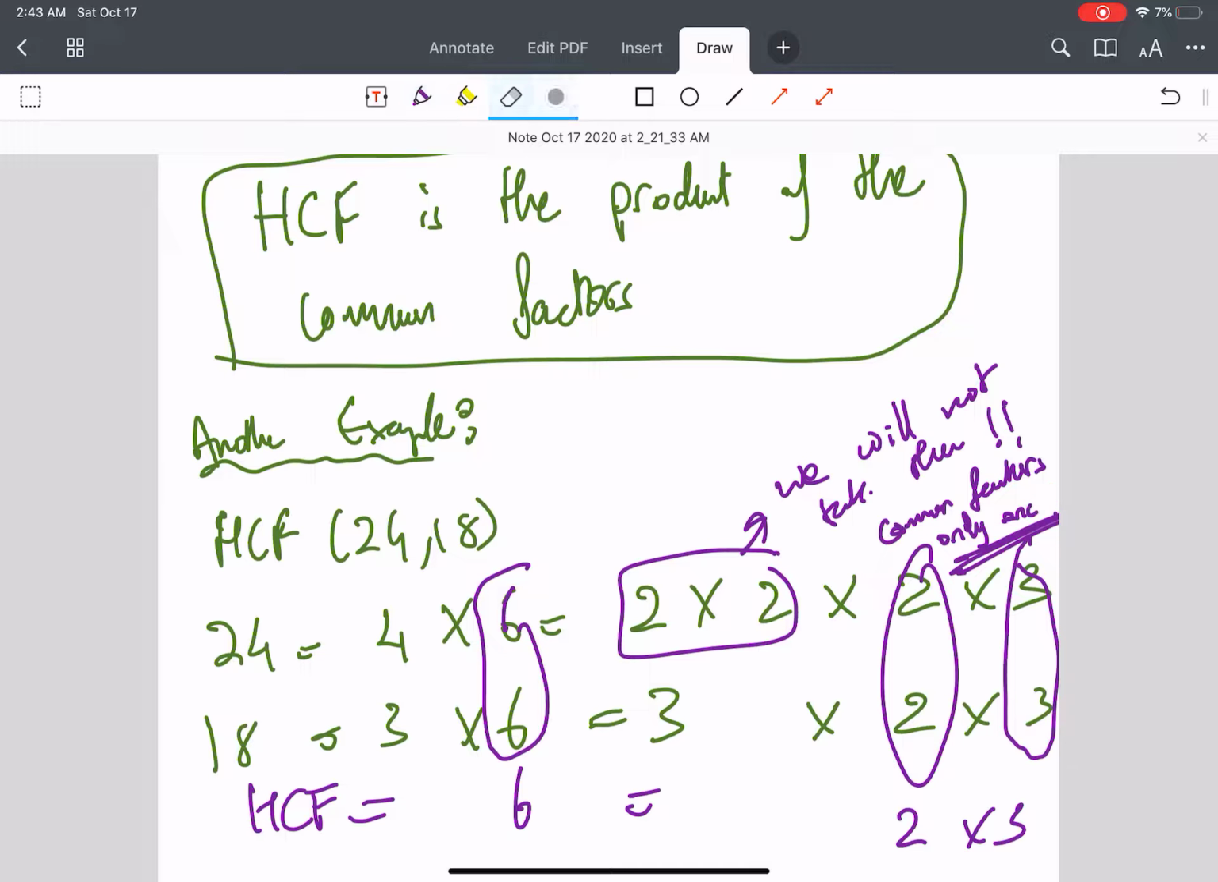Now let's say only, meaning the number of times they appear in both numbers.